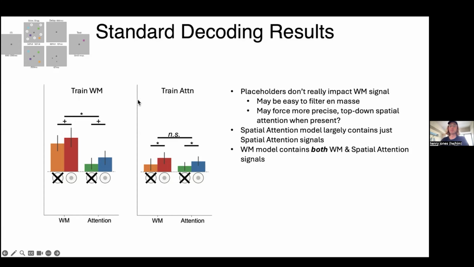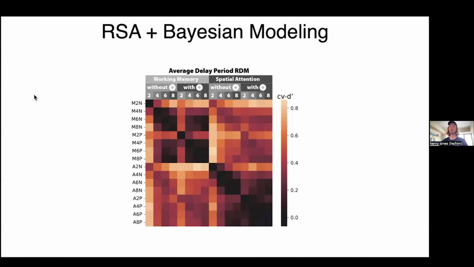But lastly, and most importantly, it seems like our working memory model and our working memory conditions actually contain a mixture of both working memory signals and spatial attention signals. And so that can explain why we didn't get the normal plateau or decrease in our working memory model before. And it brings us to using RSA, because we want to lean on that earlier logic that we can use this to simultaneously estimate all of our signals of interest rather than trying to control everything away, because it seems like we can't really control for spatial attention, but we can maybe estimate it away.